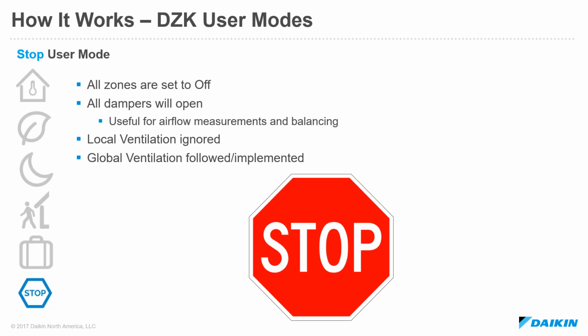This is a useful tool to be aware of when doing testing and balancing. It can help make sure all of those damper positions go open. Then you might disconnect the DZK and run the indoor unit fan, so that you can start to balance the airflow out of each outlet without having those dampers modulate open and closed. I'll discuss two different ventilation options shortly, but when the stop user mode is implemented, a local ventilation setting will be ignored, but there is a global ventilation setting that will be followed even when the stop command has been initiated.